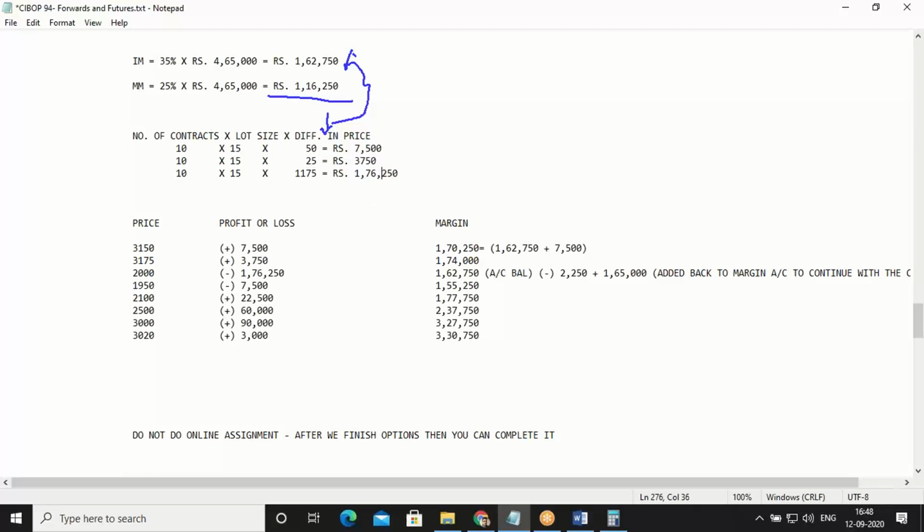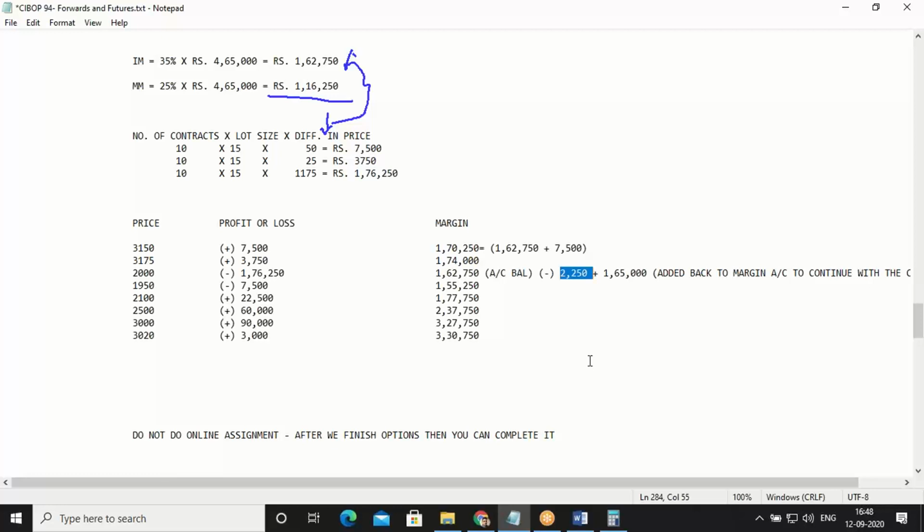And when you multiply that by the contract size, you lost 1,76,250. So basically, this money will be debited from your broker account, and it will be transferred to the clearing house. Now, what ends up happening is if they deduct this amount from your account, then your account balance becomes negative 2,250, right?